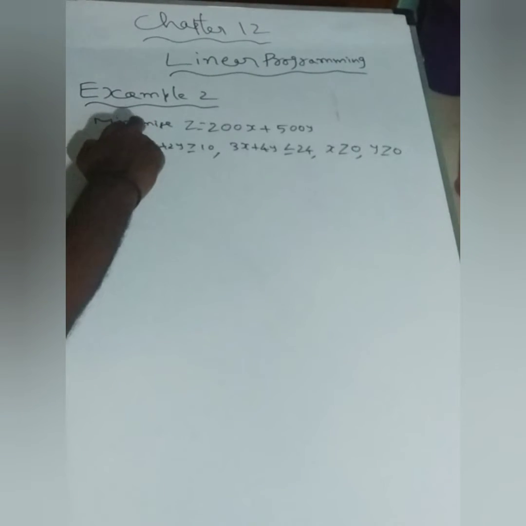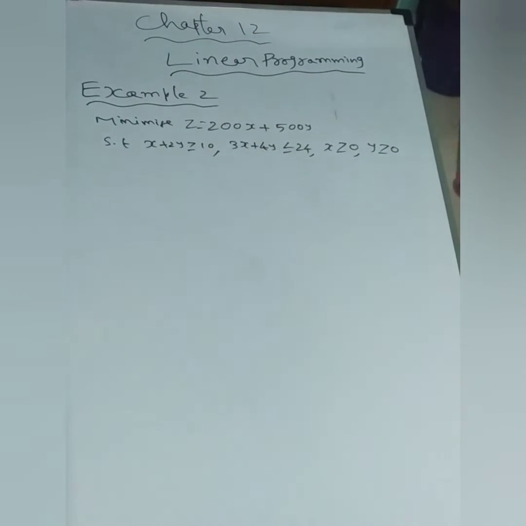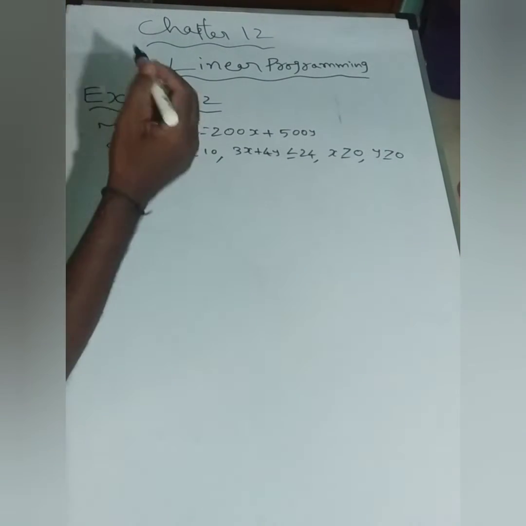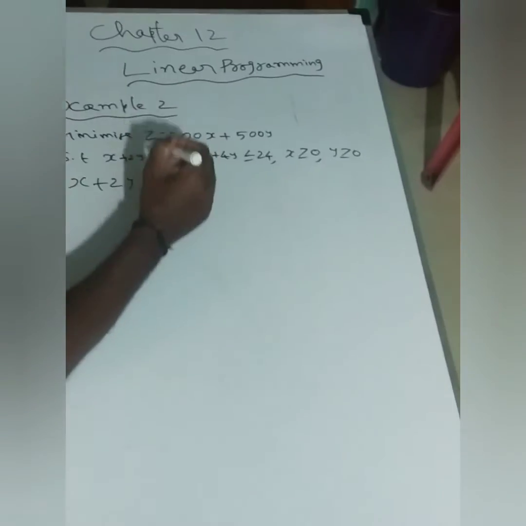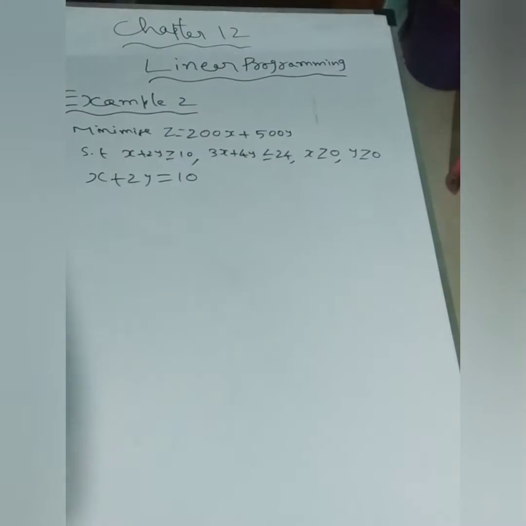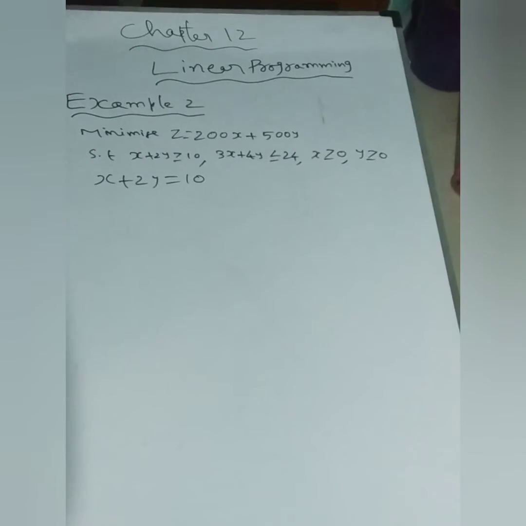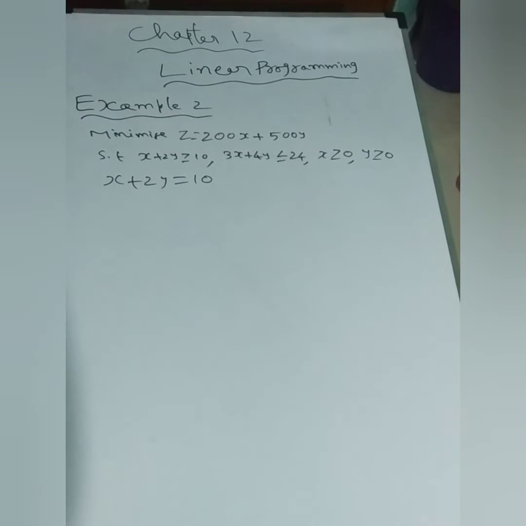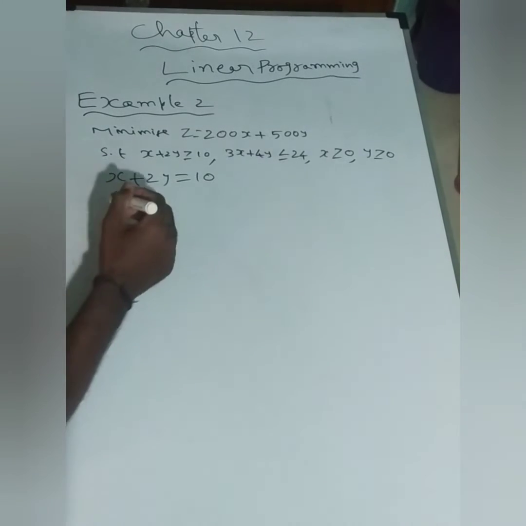We are given: minimize z = 200x + 500y. This is called the objective function. We are given the conditions, and as we did in the last question, we have to do this question also. Let us consider x + 2y ≥ 10 as equal to 10. If we are given greater than or equal to or less than or equal to, the inequality is to be considered as an equality. So I am considering x + 2y = 10.